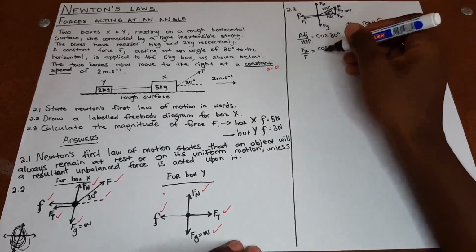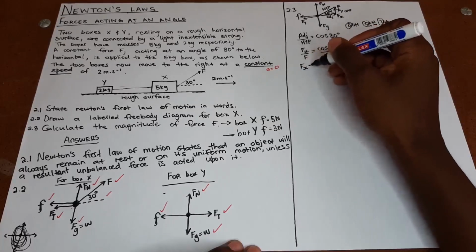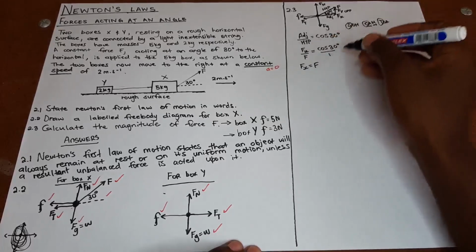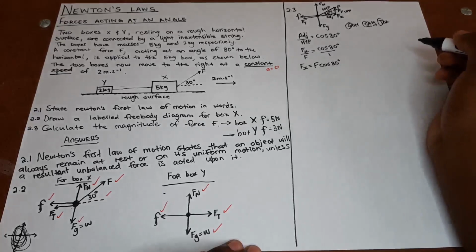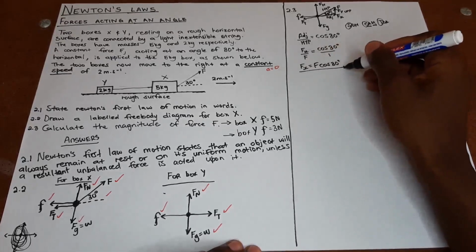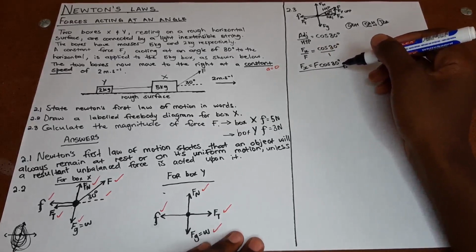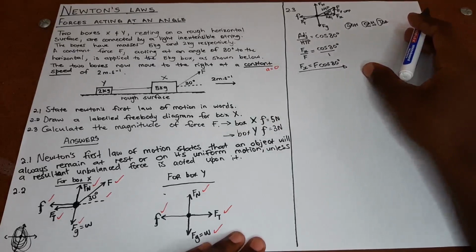Let's cross multiply right now. This gives us Fx is equal to F multiplied by cos 30 degrees, so Fx equals F cos 30 degrees. That's how it goes, and this is our X component in this scenario.